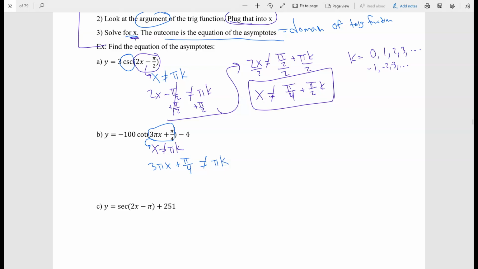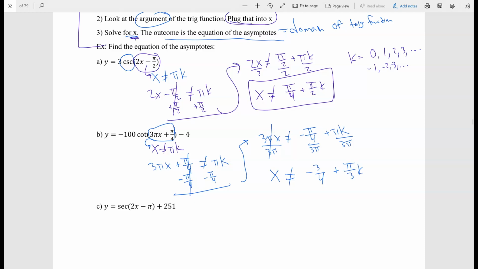Okay, so let's solve for x. So I'm going to subtract pi over 4 to the other side. So you're going to have 3 pi x is not equal to negative pi over 4 plus pi k. All right, and then we're going to divide everything by 3 pi. So I'm left with x is not equal to, what is this? Negative 3/4 plus pi over 3 k.